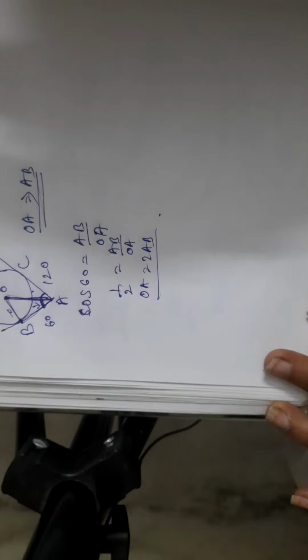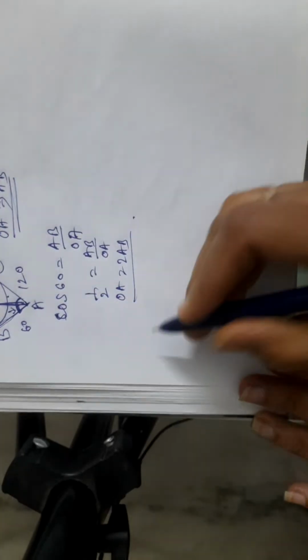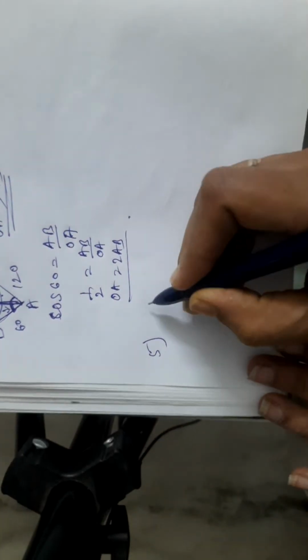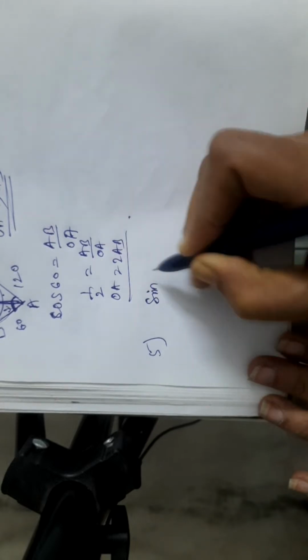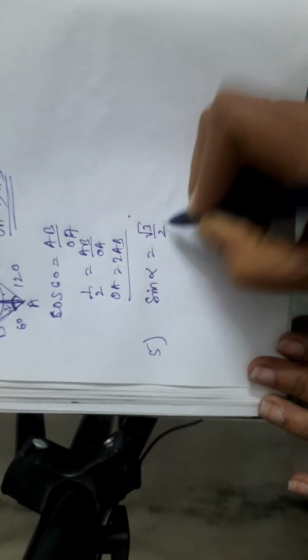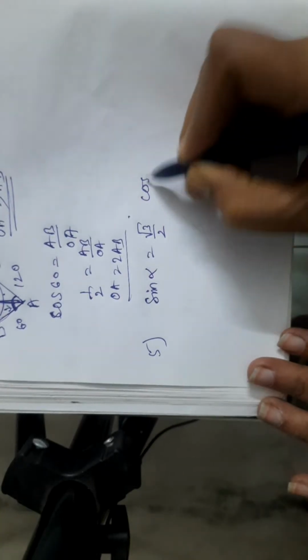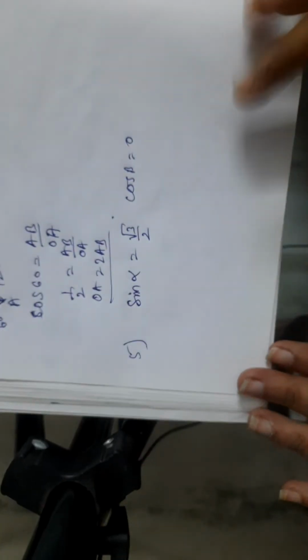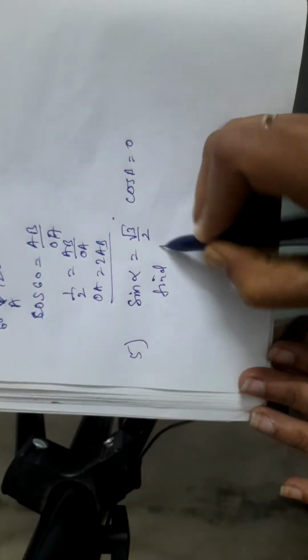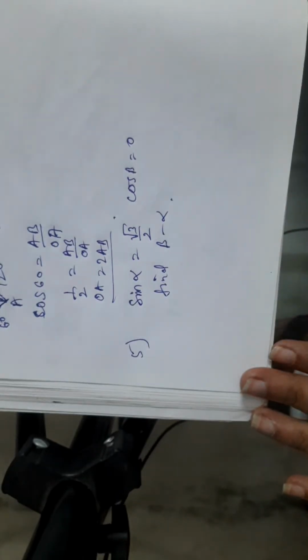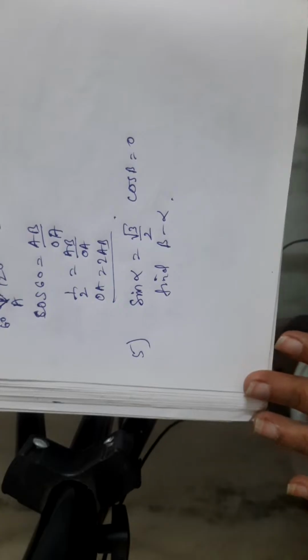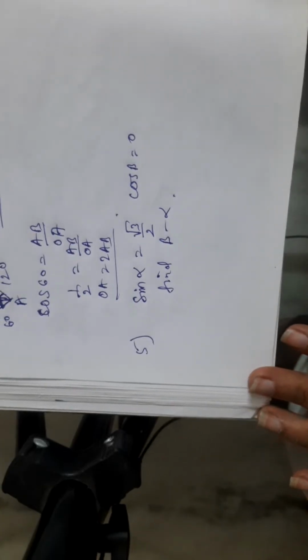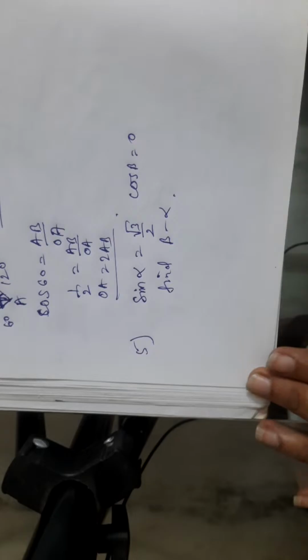Question number 5. In the fifth question, it's given sin alpha is root 3 by 2, and cos beta is given 0. Find beta minus alpha. Shall I wait for you? Do you want to answer this?